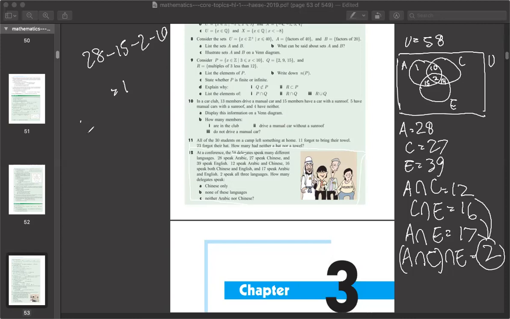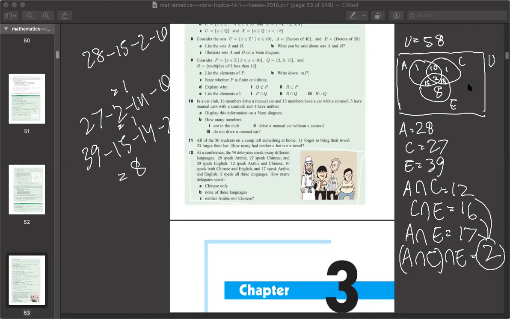And then you can do 27 minus 2 minus 14 minus 10. That gives you another 1. Then 39 minus 15 minus 14 minus 2. That gives you 8. So this is 8.